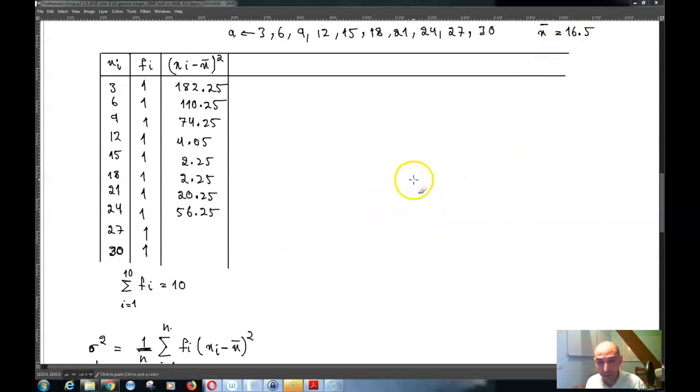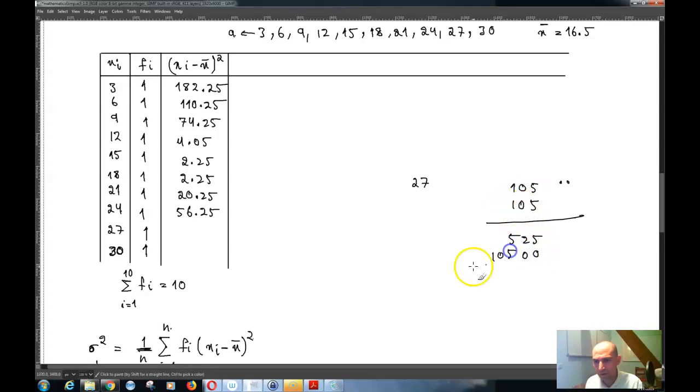Then 27 minus 16.5 is 10.5, that's 105 times 105 with 2 decimal places. You get 5 times 5 is equal to 25, then 0, 0, 105, and then with 2 decimal places, 110.25.